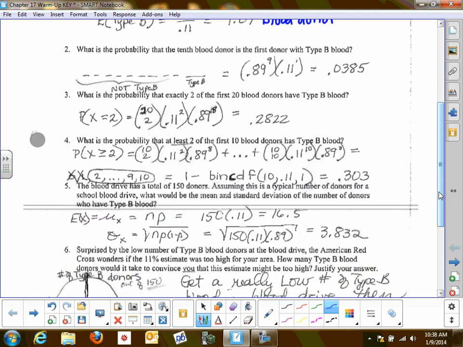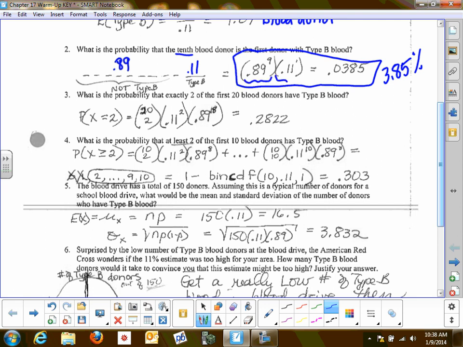Next, this was just a straight up order. Because you know that the 10th one is where the 0.11 occurs, and all the ones in front of it are the 0.89. So here's your work. And by the way, your answers are in percents, not decimals. This is an old key. So you have the first 9 are 0.89s, and then this 10th one is the 0.11.